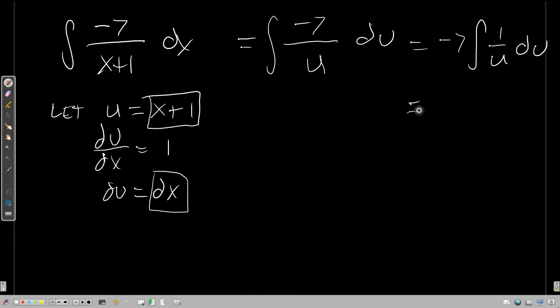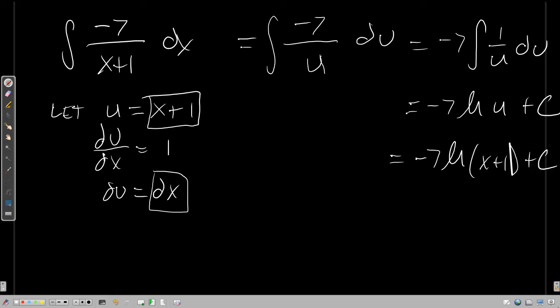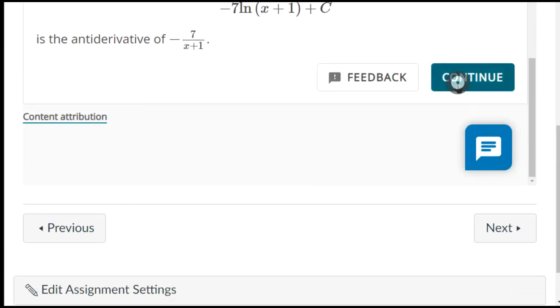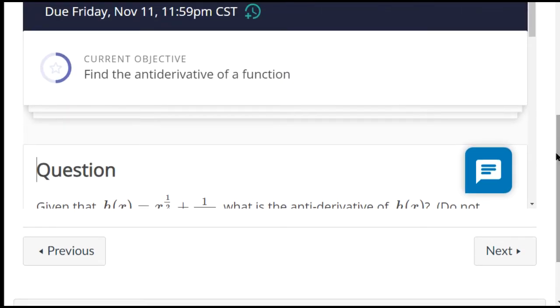And now you have a minus 7 natural log of u. But what was u? It was x plus 1. So it's minus 7 natural log x plus 1 plus a constant. But we don't include the c in our answer, so all we do is type in this. And my hard work is paying off.